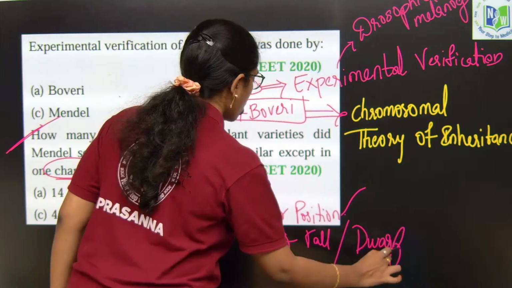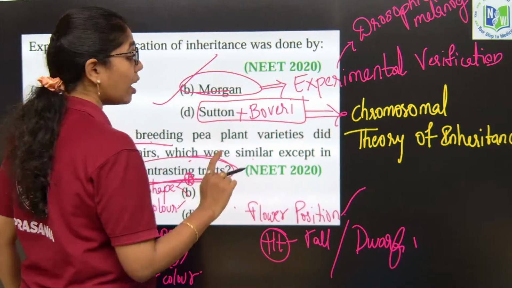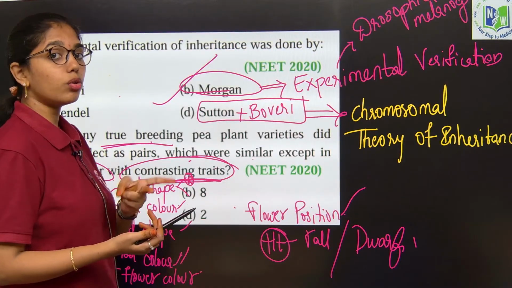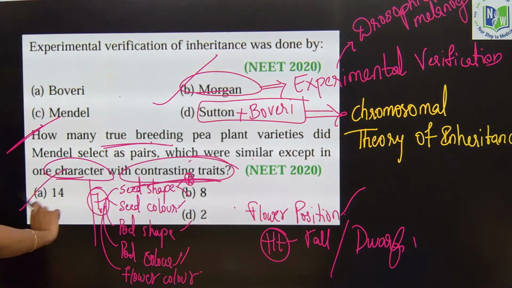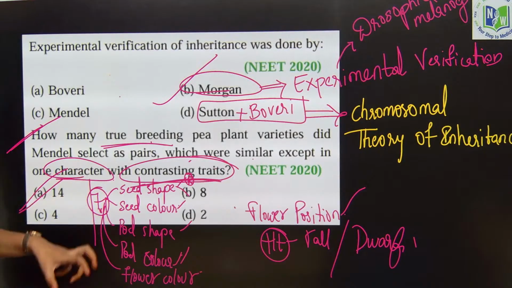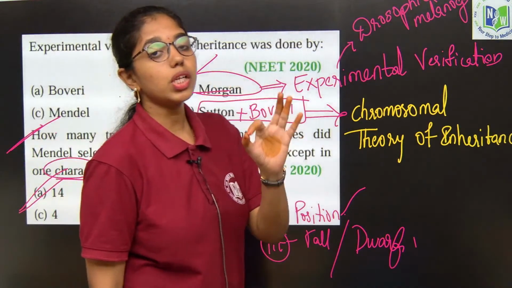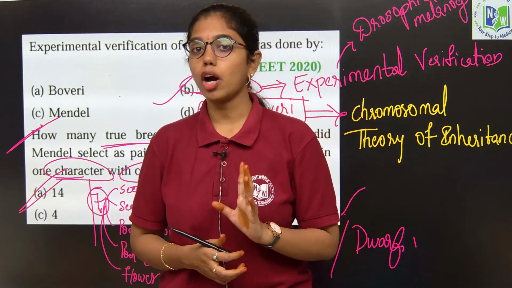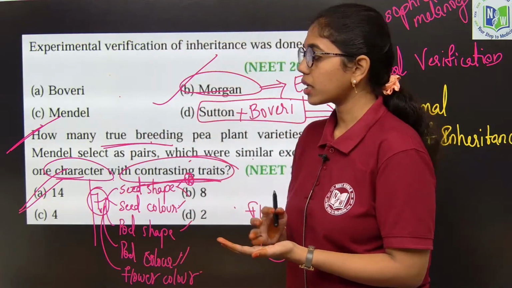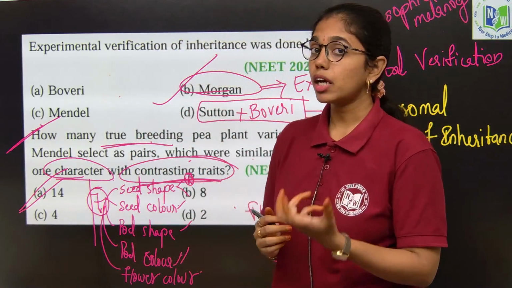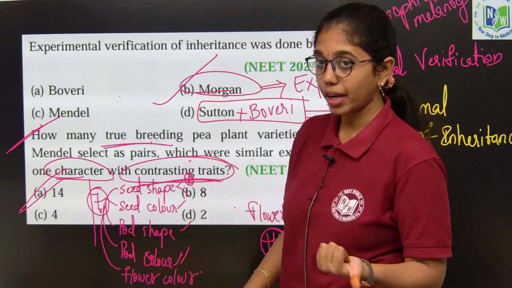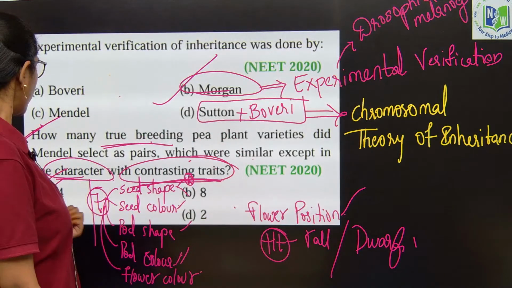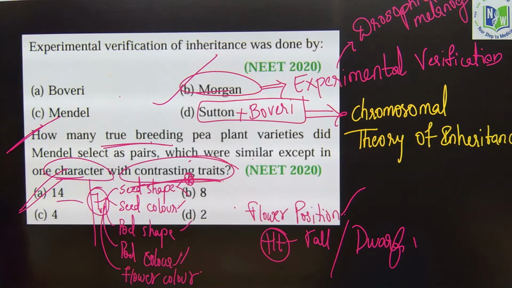So, as such, how many contrasting traits are there? There are total 7 characters. For each character there are 2 contrasting traits, meaning there are total 14 varieties or 14 contrasting traits. If the question asks how many characters are considered, then you pick the option 7. Okay, 7 characters are being considered by Mendel. But if the question asks about contrasting traits or varieties, then you have to go for 14 in total, which is option A.